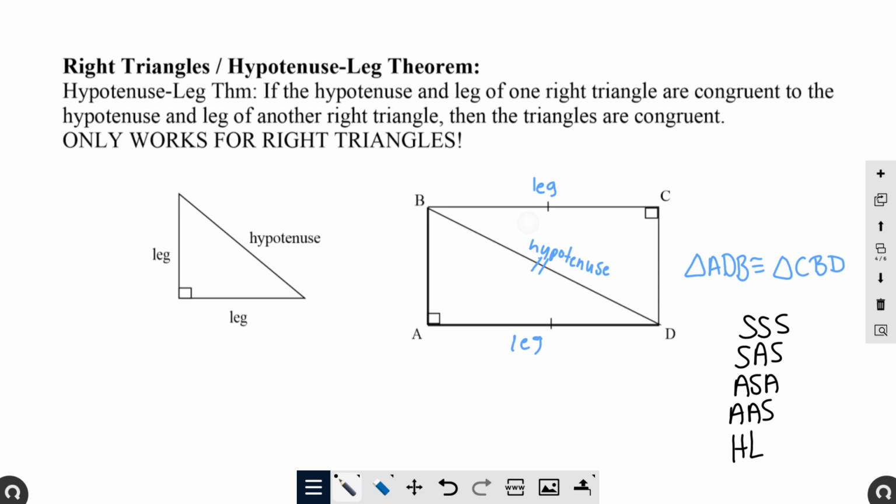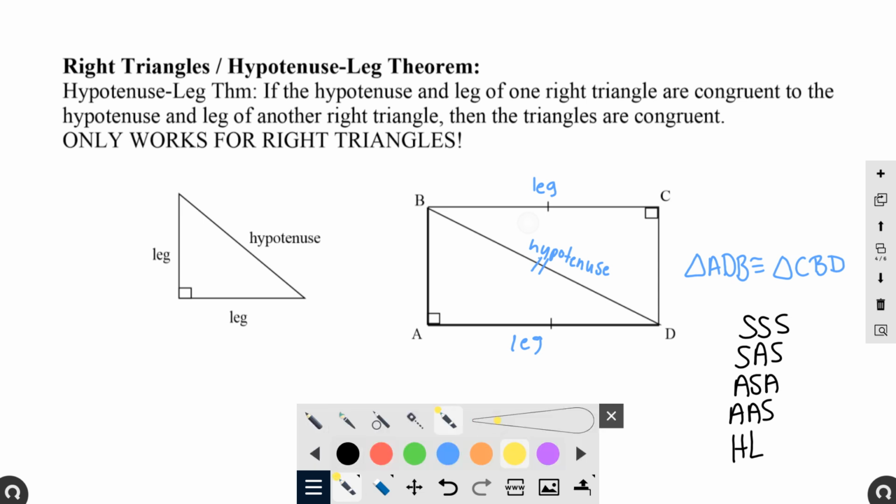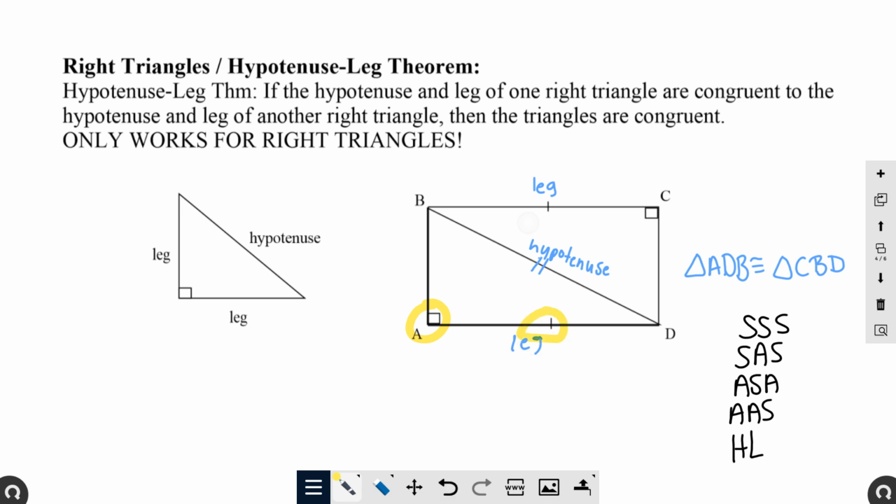Because if we look here on this picture, we have an angle, a side, and a side. So if you were to kind of say it out or go what goes together, it looks like angle, side, side. So if it spells a bad word, it's probably HL, as long as that angle is a right angle. That's the only way it works.